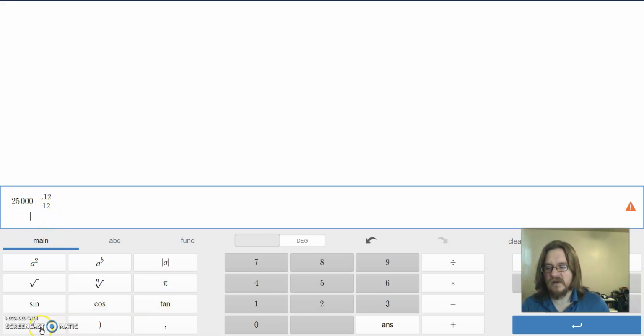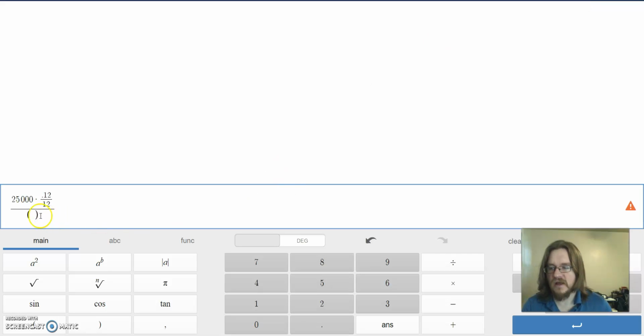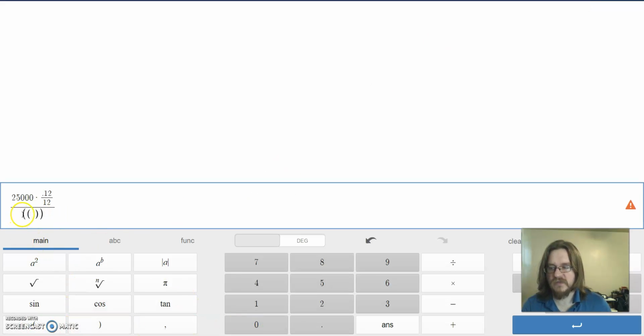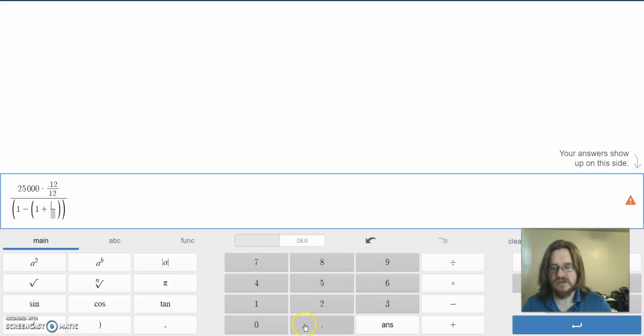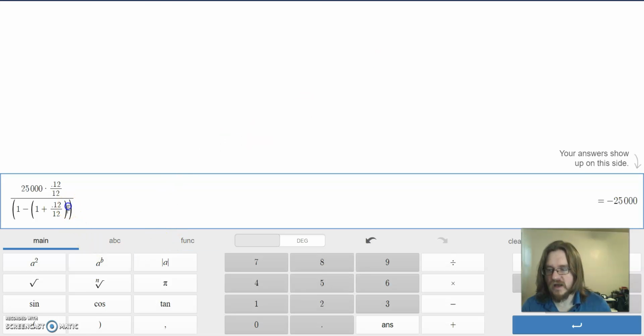a year. On the bottom, I have my outside set of parentheses and my inside set of parentheses. So I'm just going to put all my parentheses in first. We have two sets of parentheses, and it'll be 1 minus what comes in the next set of parentheses. And here we have 1 plus another fraction, which was 0.12, or 12%, divided by 12. And then out here, we have to take what's inside of these parentheses and raise it to the negative n times y. So again, I'll put my cursor right behind that second set of parentheses.